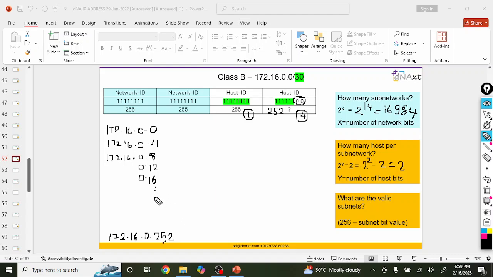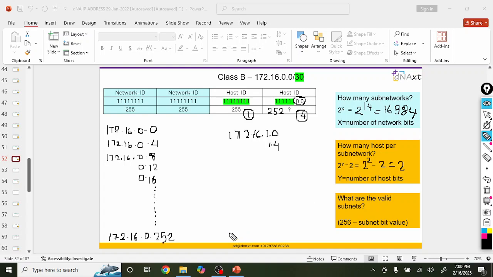Okay, when the value is 252, when we add 4 in it, it becomes 256. So 256 is not possible. So the next will be 172.16.1.0 will be the next subnet. And 1.4, 1.8, 1.12, 1.16, 1.20, 1.24, 1.28, 1.32. This will go on till 1.252. Then it will become 2.0, 2.4.